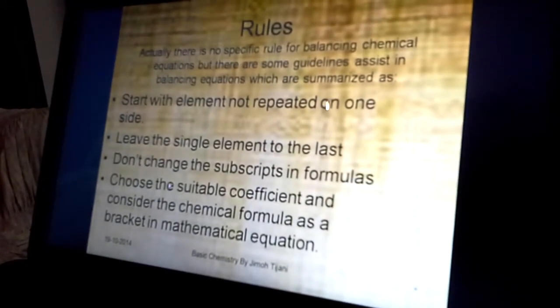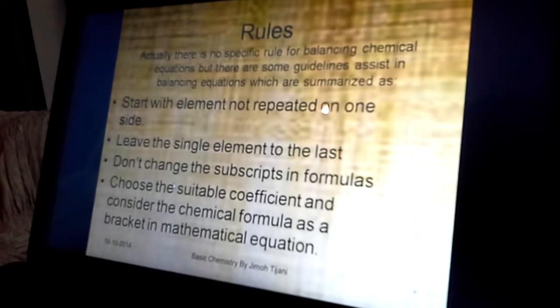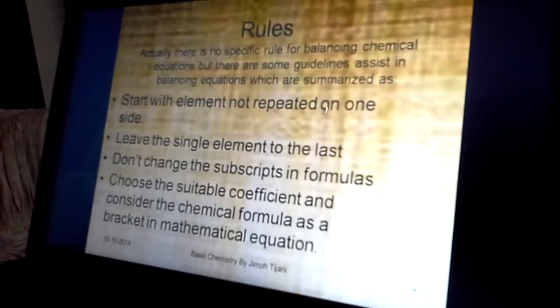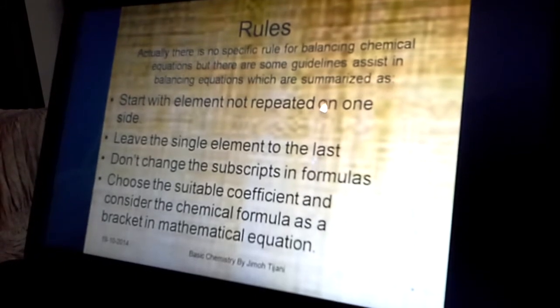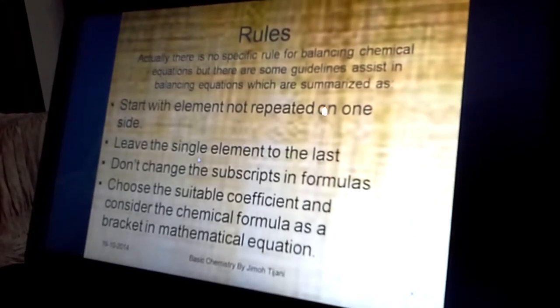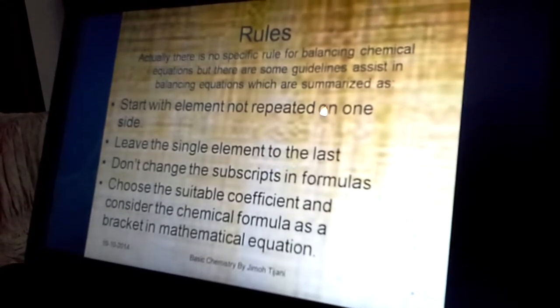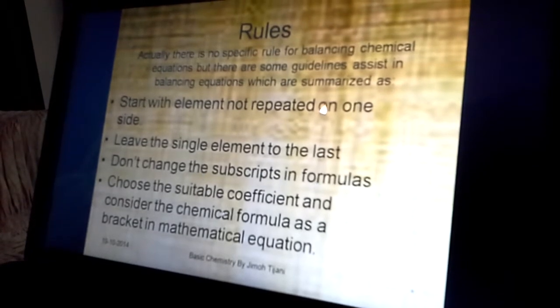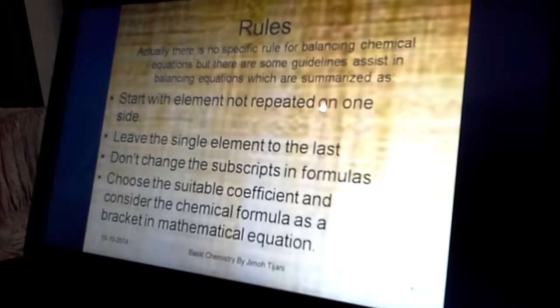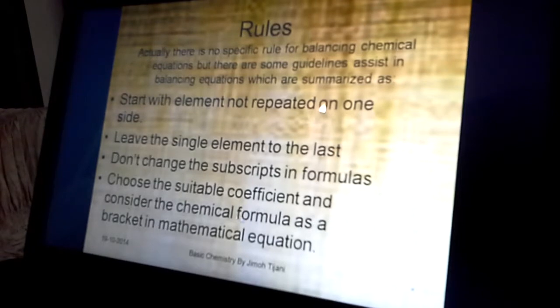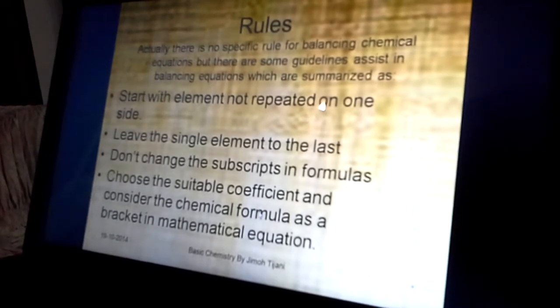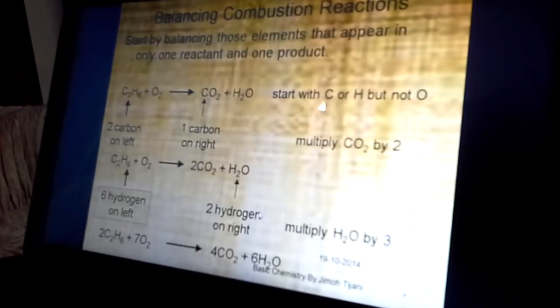Rules for balancing. Actually, there is no rule in balancing chemical equations, but there are some guidelines to assist in balancing. Start with the element not repeated on both sides. Leave the single element to the last. Don't change the subscript in the formula. Choose a suitable coefficient and consider the chemical formula as in mathematical brackets.